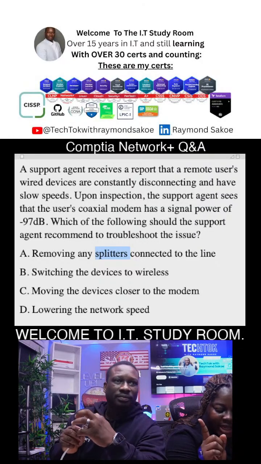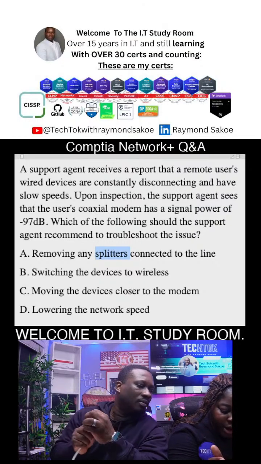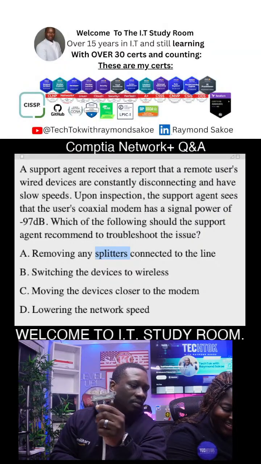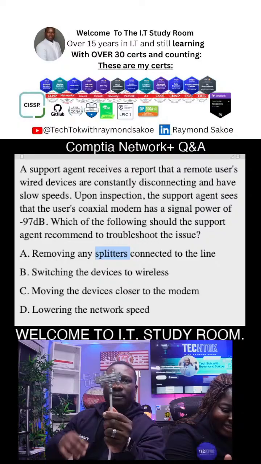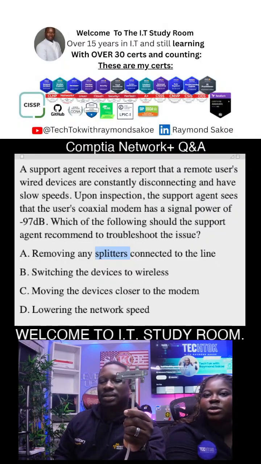So the answer was A, but he was trying to say if the modem was a modem router WAP combo. So not C. A few meters wouldn't change much over coax. No, it wouldn't change.